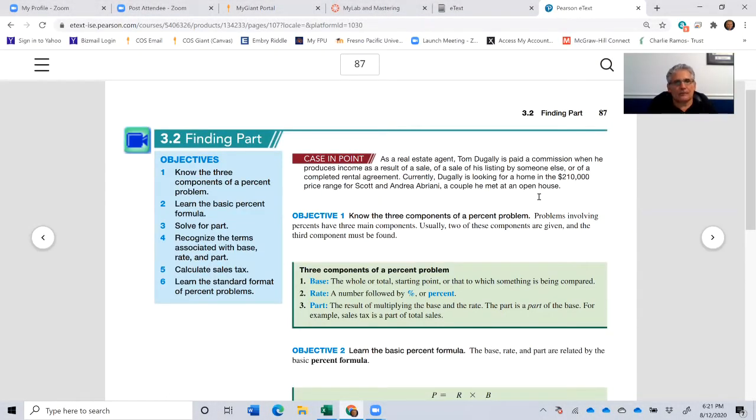3.2, finding part. Okay, as an example here in the case in point, as a real estate agent, Tom Dugley is paid commission when he produces income as a result of a sale. So in essence, Tom Dugley is going to get a percentage of what he sells. Well, you know what's kind of amazing is when you're given that situation, all of a sudden, most of you are going to become mathematicians and you're going to figure this out really fast.